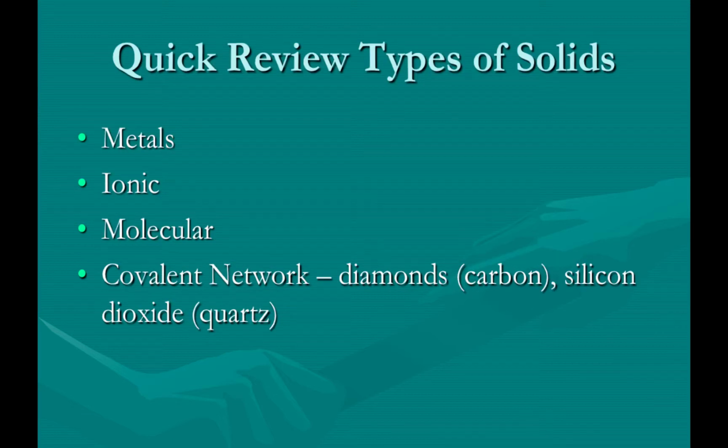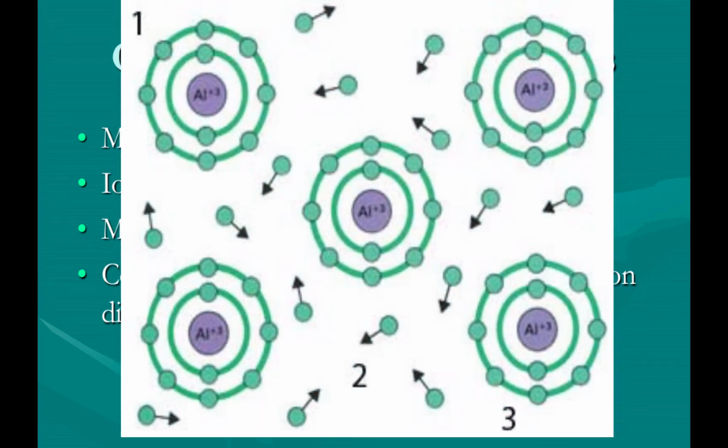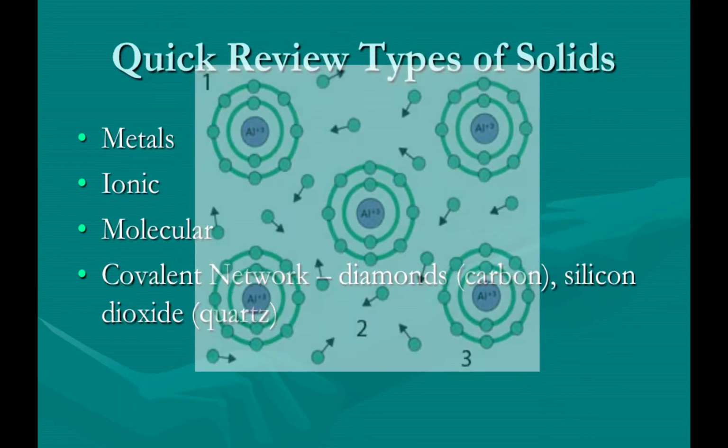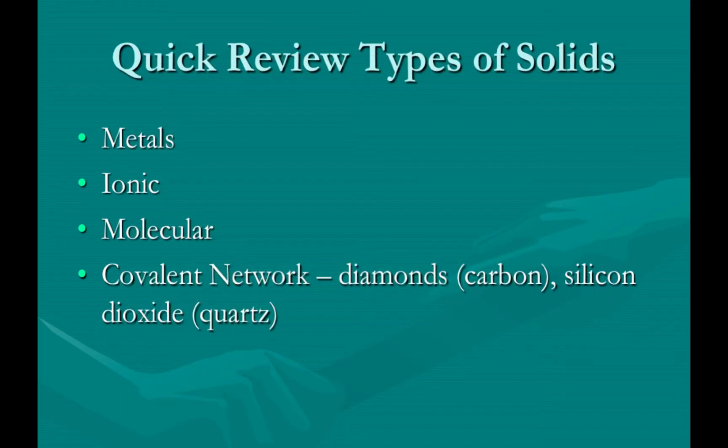There are four types of solids. There are metals held together by those metallic bonds, that sea of electrons that no one really wants. The book calls them delocalized electrons, but what that means is they don't belong to any one atom. They're kind of just floating out there between atoms. There's ionic, which is between a metal and a nonmetal. There's molecular, between two nonmetals. And then there's covalent network, and you may not remember that very well.